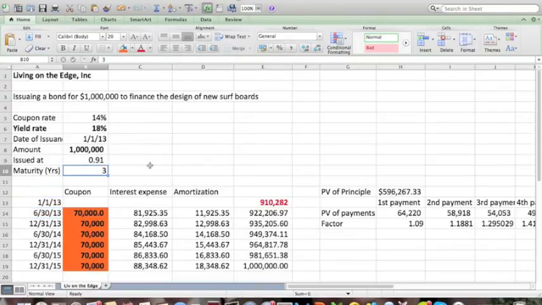So anyway, I'm looking to get $1 million, and I'm offering the market 14% a year, right? Annual percent. Now the market comes back and says, listen, we're willing to give you $910,000 even though you said you wanted $1 million. So what happened here? Well, they're saying that the yield of my bond is actually 18%. I offered 14% and the yield is 18. Okay? So there's a difference there. So we're going to examine this difference and continue with this problem in the next video.